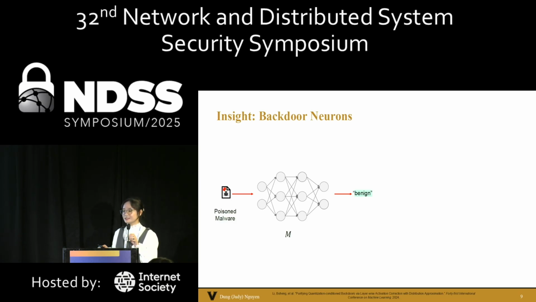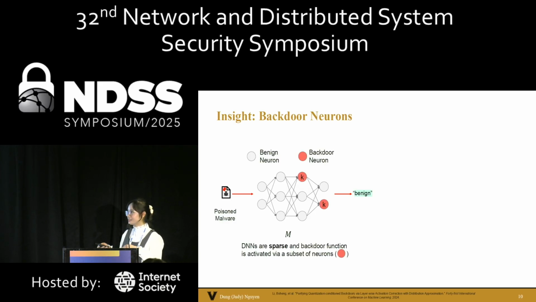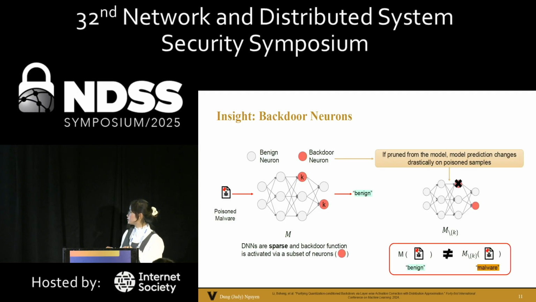So let's talk about the insight, how we developed our method. This is the model M, which is already backdoored, and we have the poison malware sample. To activate the trigger in that function, only a small subset of neurons are really meaningful in activating the backdoor function, while the remaining neurons, which we call the benign neurons, do not really affect the activation of the backdoor function much. So the idea is, if we can detect the subset of backdoor neurons and do some pruning or reversing, we can fix the prediction of the model on the trigger sample.